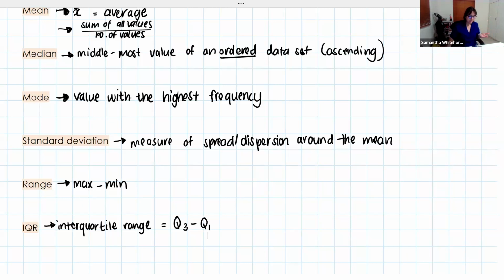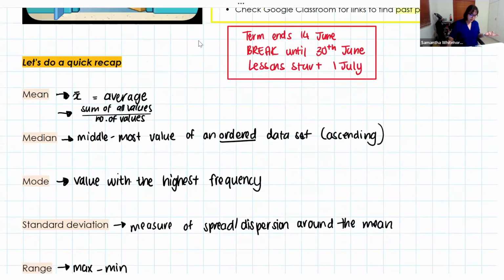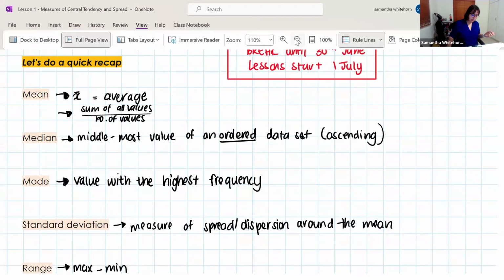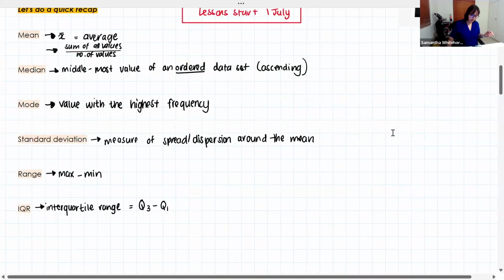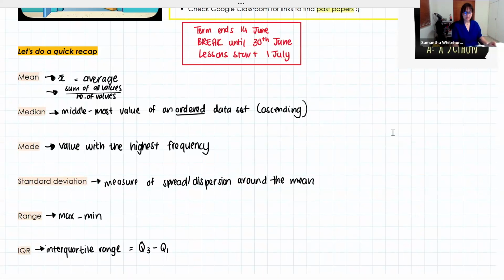So IQR does a very similar thing to range. It's just that now, rather than looking at the whole data set, you're looking at the middle 50% of the data and what its spread is. Okay, so let's take a screenshot of those because it is important that you know what these things are, and then jump into an example. I've also got the dates there in case you've forgotten them.